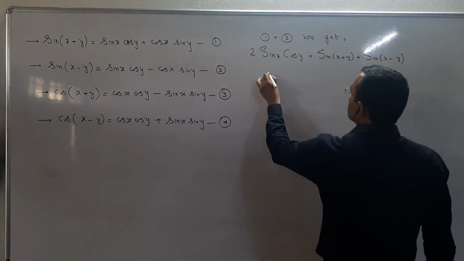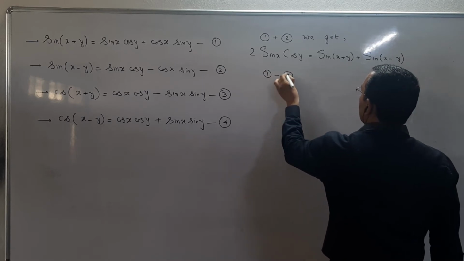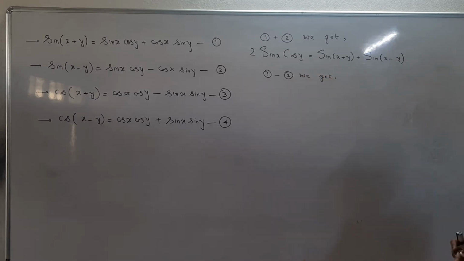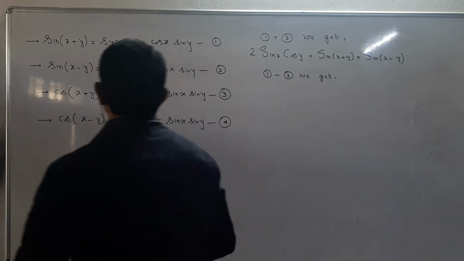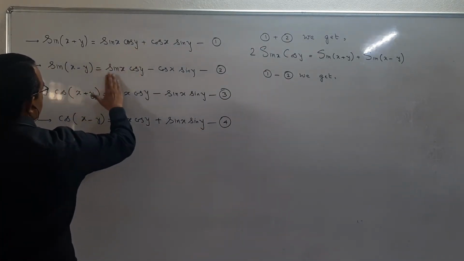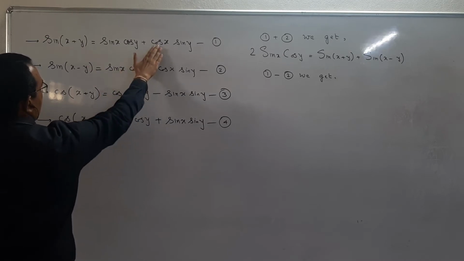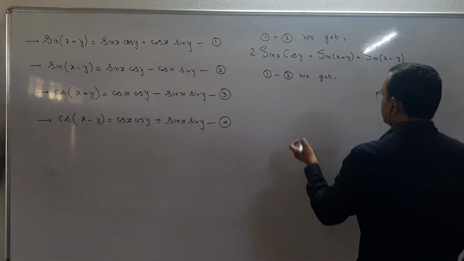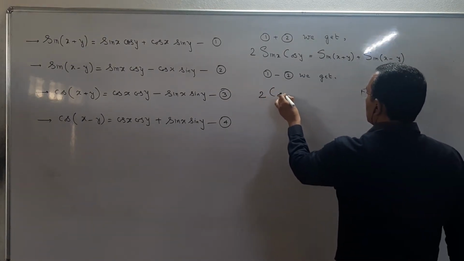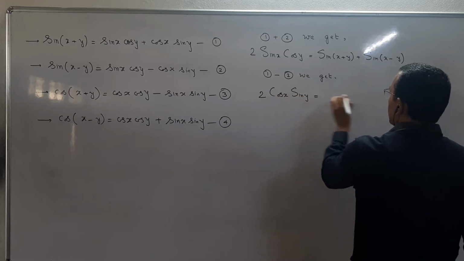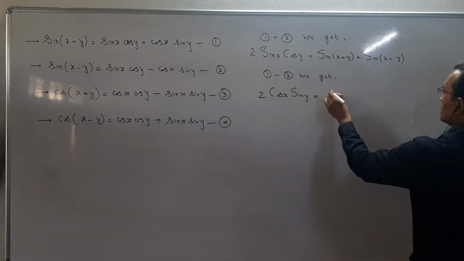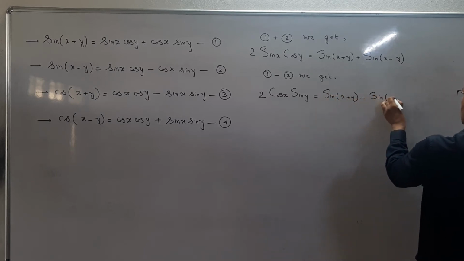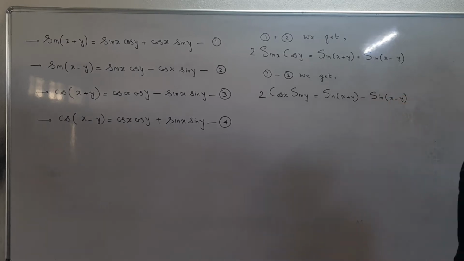Now operating 1 minus 2, we get, from 1 I am subtracting 2. So sin x cos y gets cancelled. Cos x sin y will change to plus. So 2 cos x sin y is equal to sin of x plus y minus sin of x minus y.